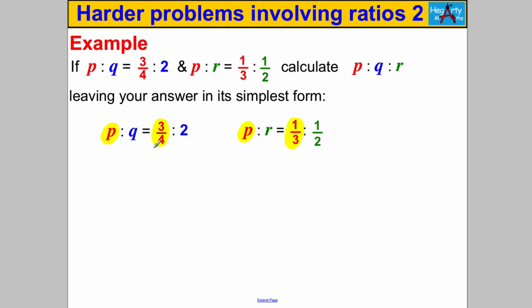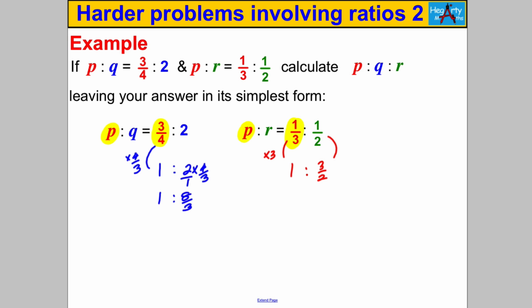So let's think to ourselves, what do I have to do to 3/4 to make it 1? I multiply it by its reciprocal, which is 4/3. So that would be 1. And if I did 2 multiplied by 4/3, that is going to be 8/3. So this ratio is 1 to 8/3. Now, what do I have to do to a third to make it 1? I could multiply it by 3, and that would make it 1. And 3 multiplied by 1/2 is 3/2.